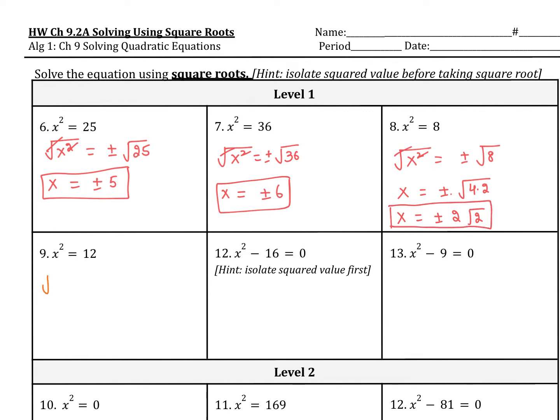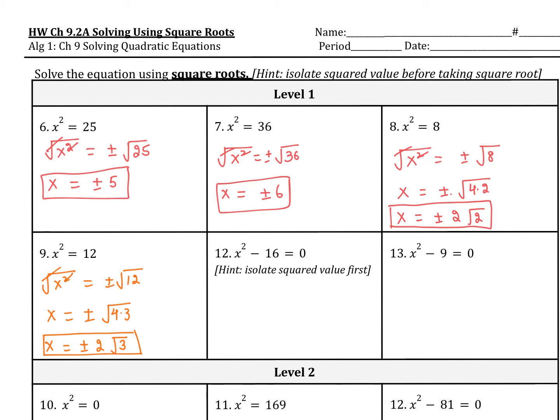For number 9, you're going to take square root on both sides. You got x equals plus or minus square root 12. And we are going to change 12 as 4 times 3. And square root of 4, that is 2, outside of the radical symbol. The 3 remains inside the square root, and your answer is 2 times square root 3. Remember to put the plus or minus sign every time.